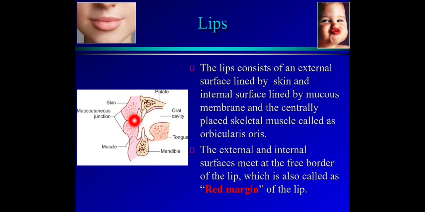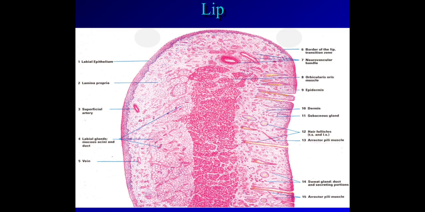Okay, so we'll see the structure of the lip histologically, how it looks. So here this is the lip. This is the longitudinal section passing through the lip. On one side it is lined by the skin, that is the outer aspect, and on one side it is lined by the mucous membrane. So here in the picture, how do we identify the outer aspect and the inner aspect? Here this central core is formed by the muscle, and on one side it is lined by the mucous membrane, and on one side it is lined by the skin.